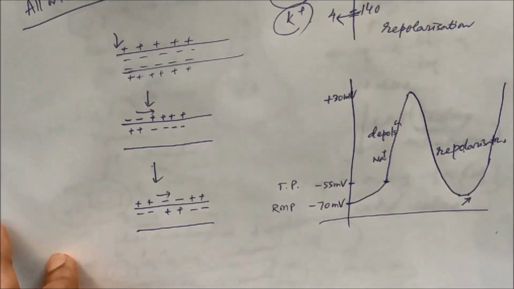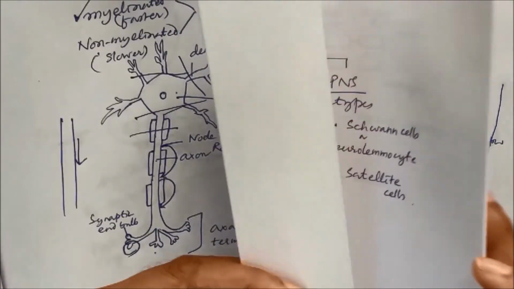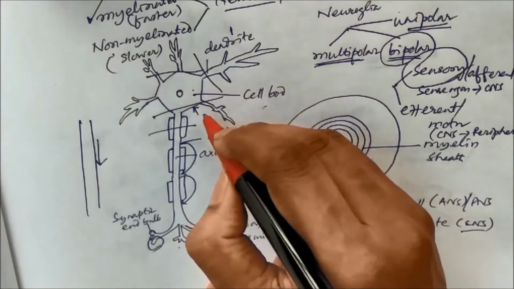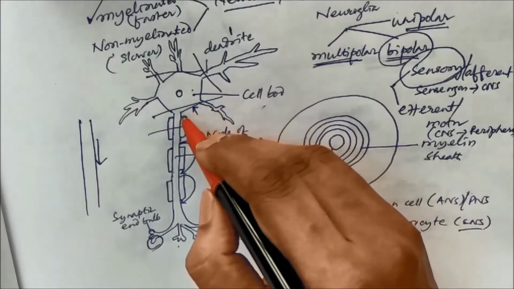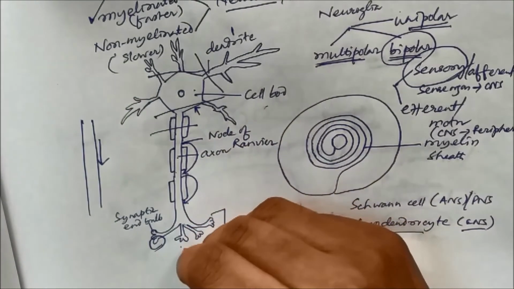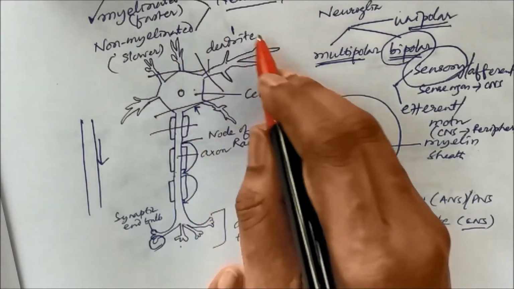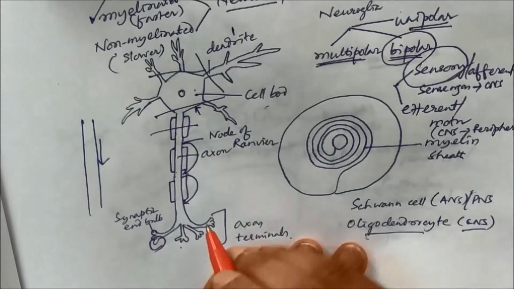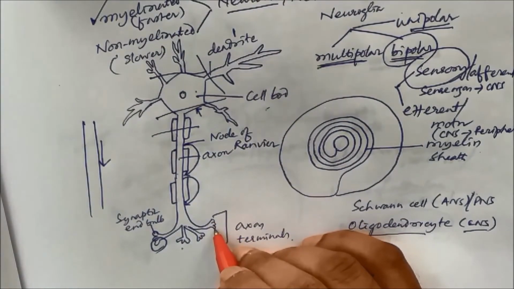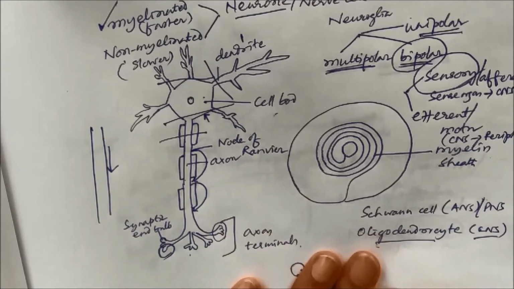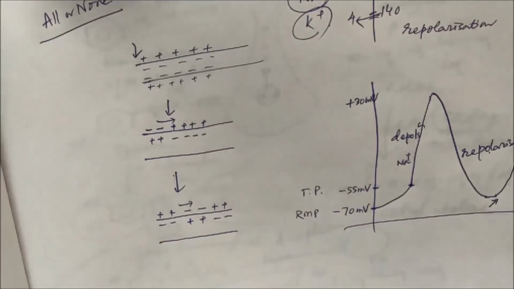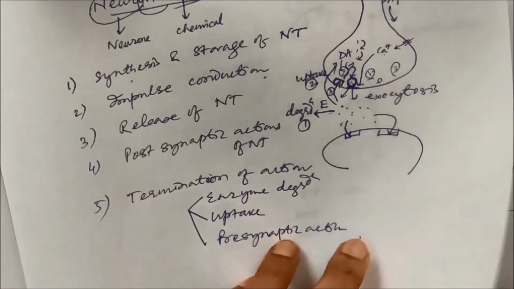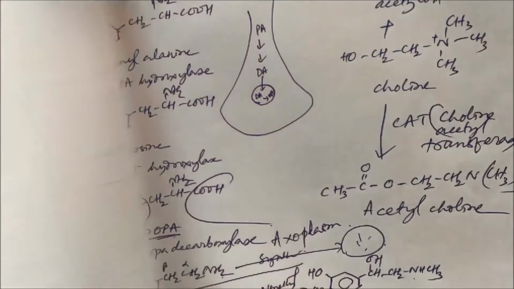If you see the neuron, suppose at this point the impulse is initiated, then it will go through the whole neuron and come back to this position. So it will be transmitted throughout the neuron. And when it comes to this position, the axon terminal, the third step is the release of neurotransmitter.